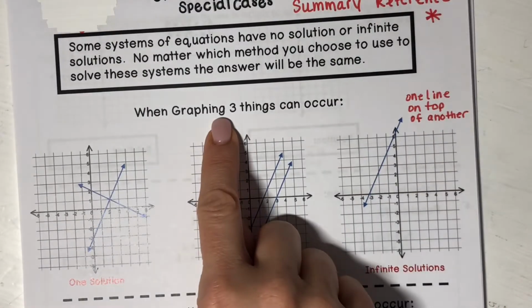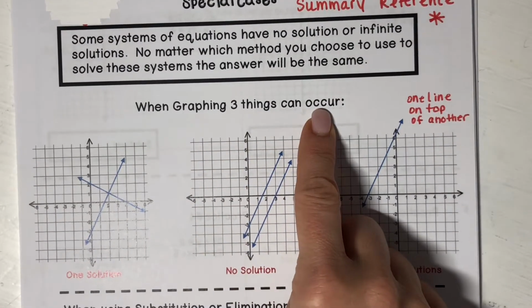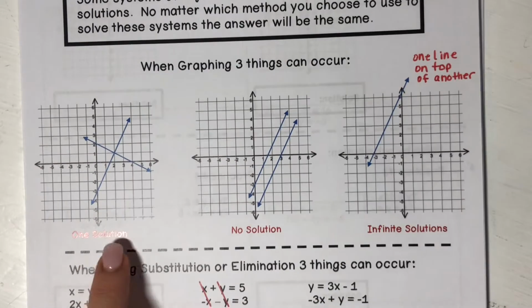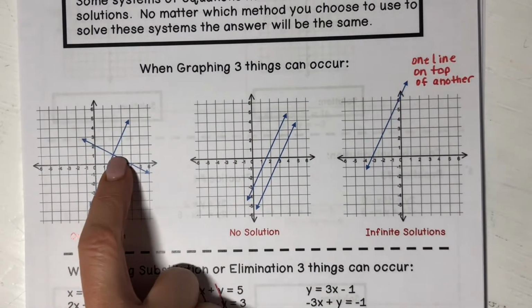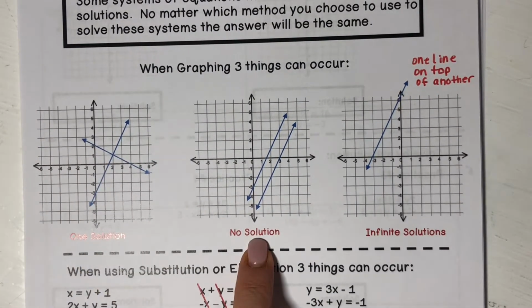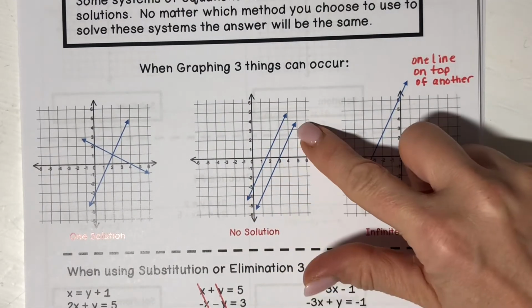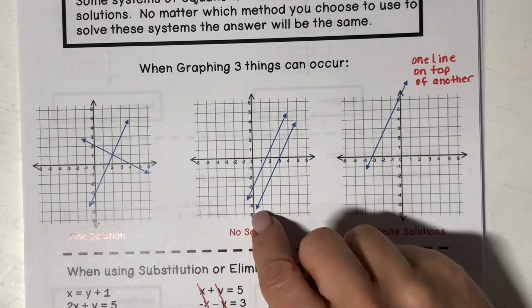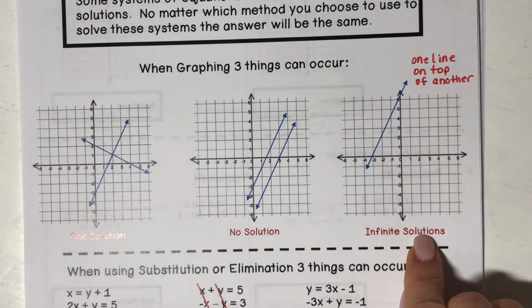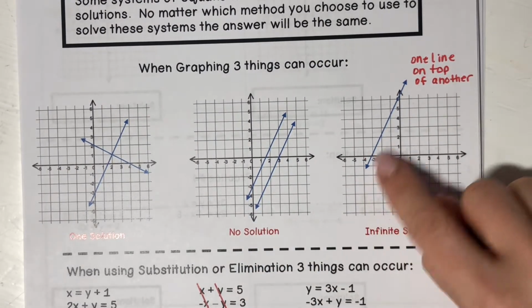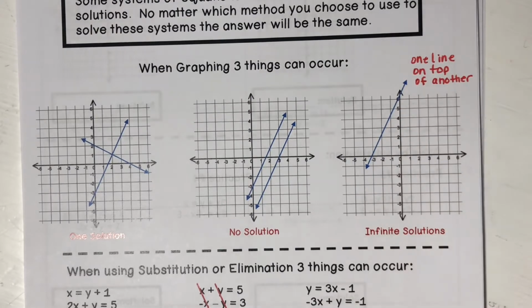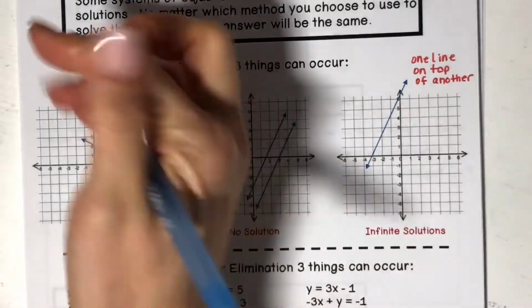When you graph, 3 things can happen. This is how I started the unit. I graphed it and they met at 1 point, meaning there's the 1 point. They could meet nowhere, which means they're parallel, which means they have the same slope but start at a different spot. And then infinite solutions is where one line is literally on top of the other. Okay, so this would look like something like this.